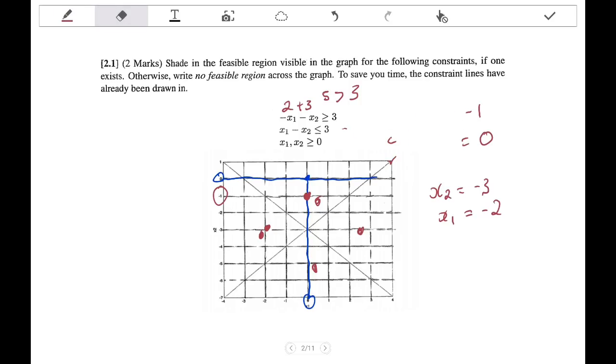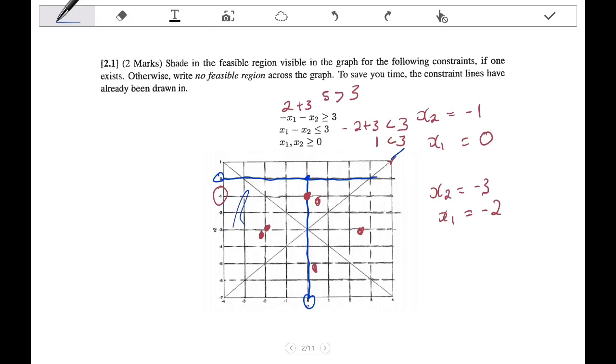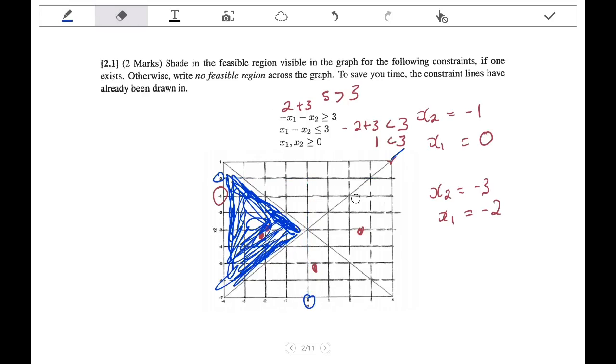After that, if you got that, then you have to shade that area. So now shade this area. This is our visible region, because all the points in this region will satisfy the constraints. Then you are done. That's the visible region. Then let's move on to the next question.